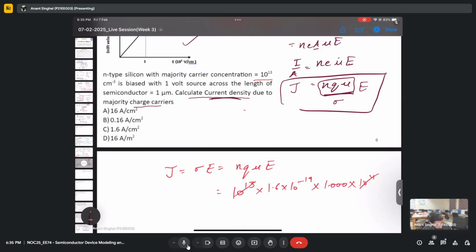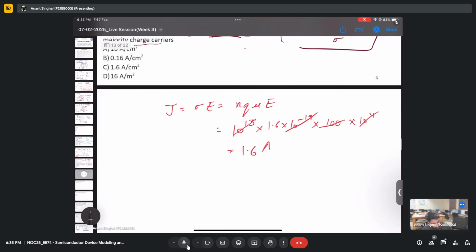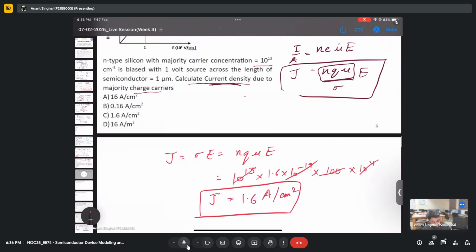The mu term is 10 to the power 7 divided by 10 to the power 5, right? So it should be 10 to the power 2 here, it is 100. So this is 6 and 19, so it will go away. The answer will be 1.6 ampere per centimeter square. Again, I'd like to say that keep everything in centimeter for these numericals because that will help you solve quicker. So it is 1.6 ampere per centimeter square. Option C is correct.